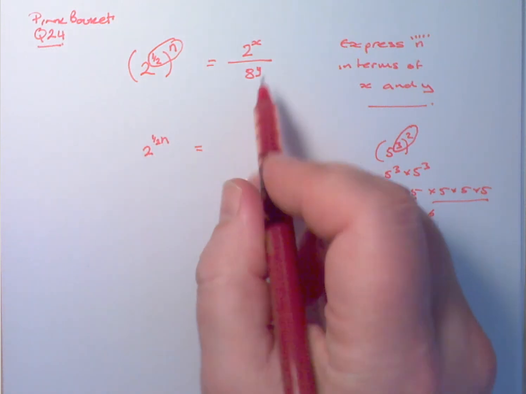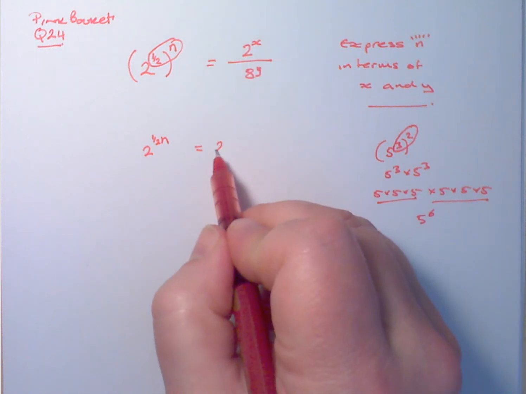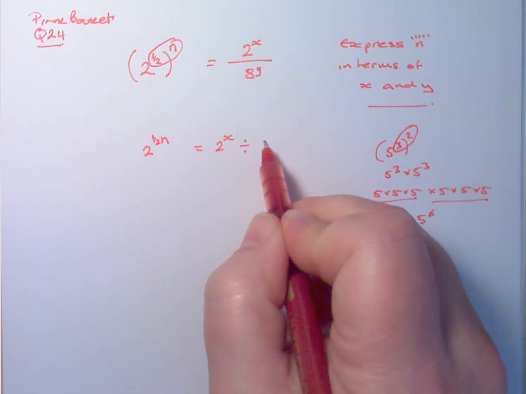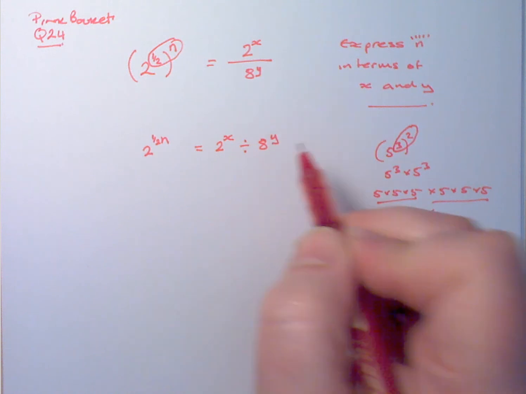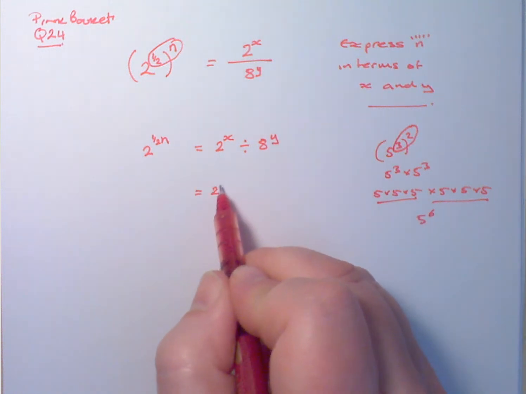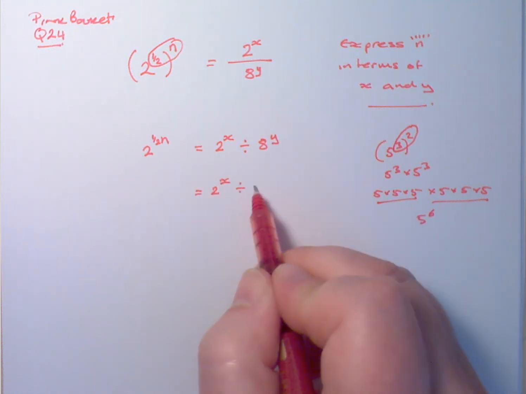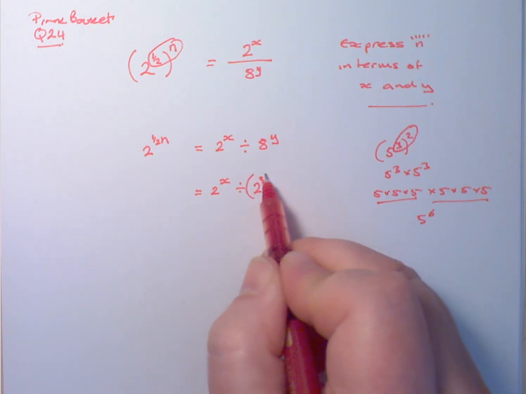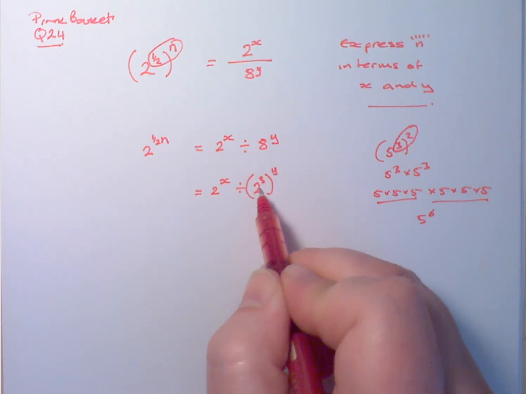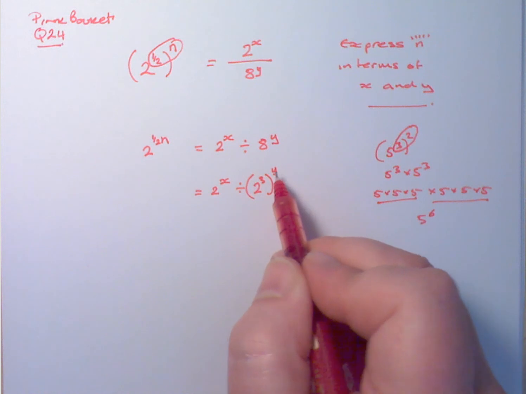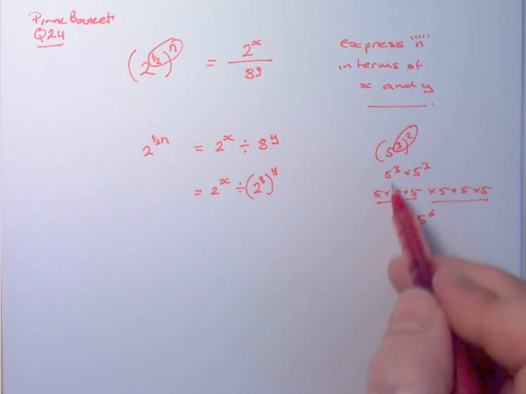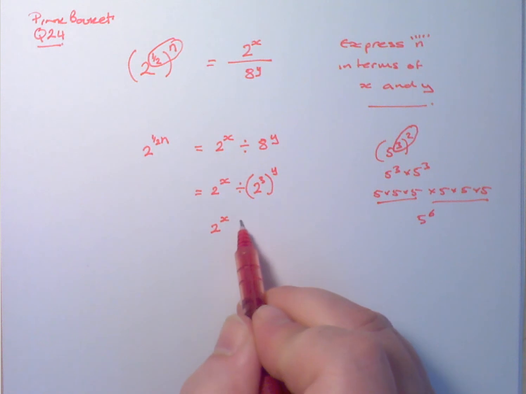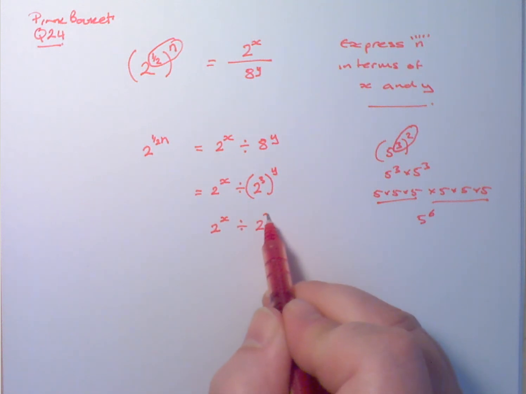I'm going to rewrite this as 2 to the power x divided by 8 to the power y. And then I'm going to rewrite that again as 2 cubed, okay, 2 cubed to the power y. So you've got 8 to the power y. Then I'm going to do the same thing I did here. When you raise a power to the power, you multiply the indices. So we get 2 to the x divided by 2 to the 3y.